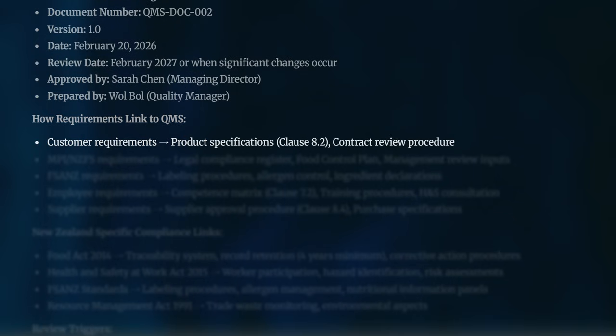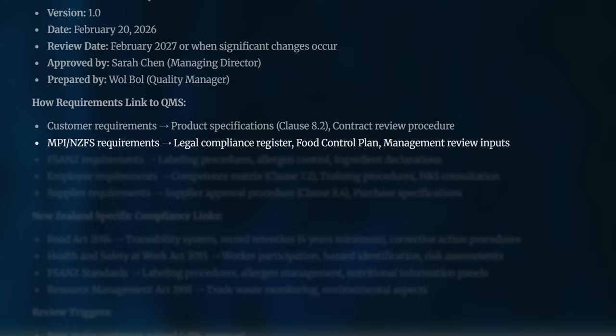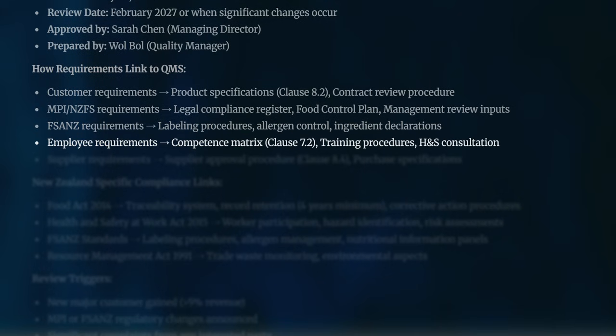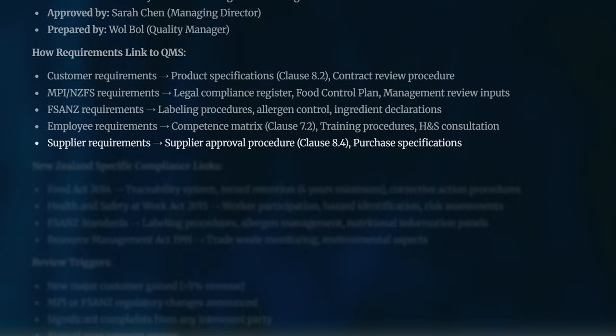The customer requirements, the product specification, clause 8.2, contract review procedure. And for MPI and NZFS requirements, the legal compliance register and food control plan and management review inputs. For FSA&Z, the requirements, labeling procedures, allergen controls and ingredients declaration, and employees' requirements, the competence matrix, clause 7.2, training procedure, and H&S consultation, and the supplier requirements, supplier approval procedures, clause 8.4 of purchase, and purchase specifications.